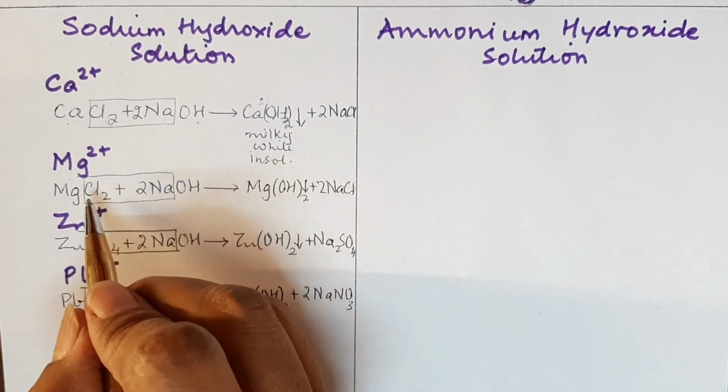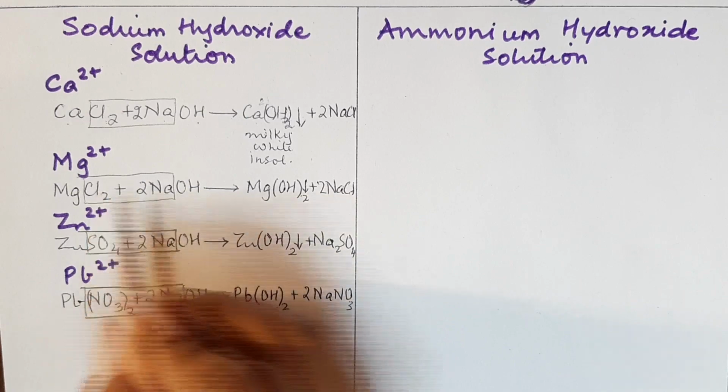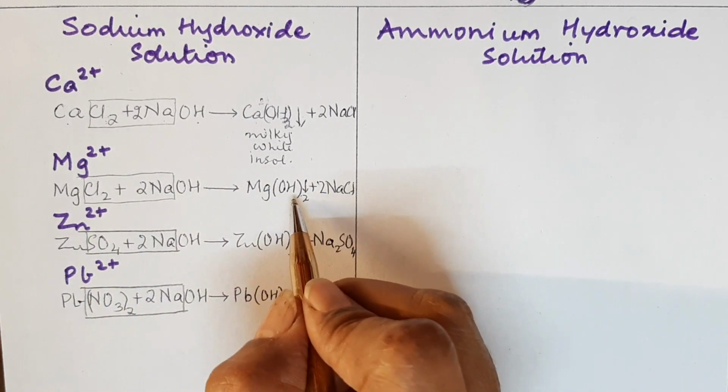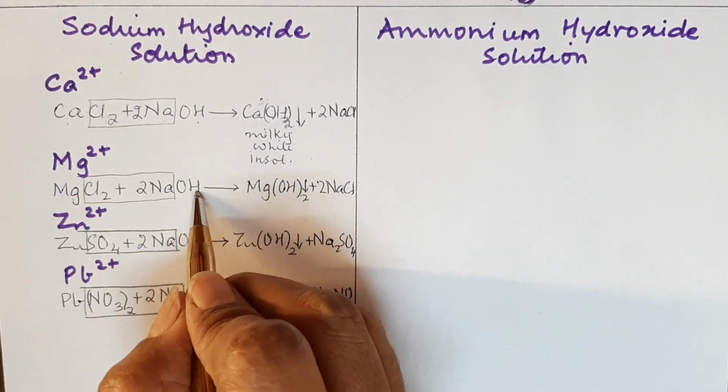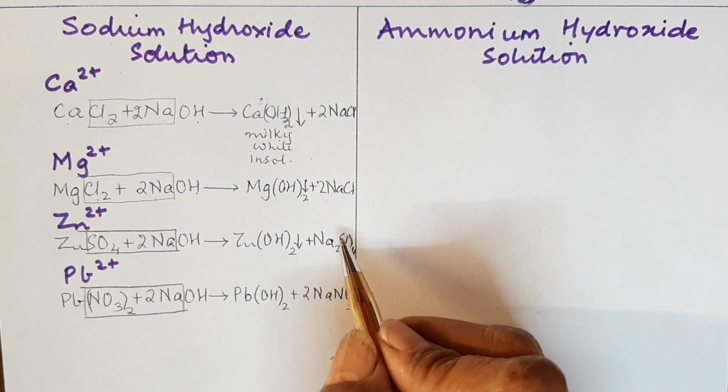Mg with its compound MgCl2 with NaOH, both being solutions, we will have Mg(OH)2 plus 2 Na and 2 Cl will give us 2 NaCl. This is how magnesium chloride looks like.